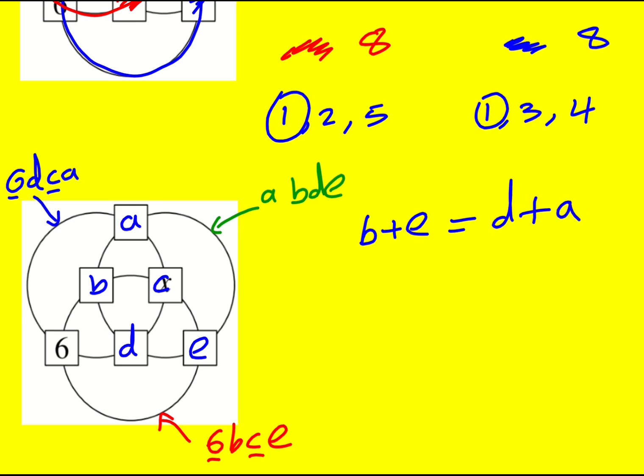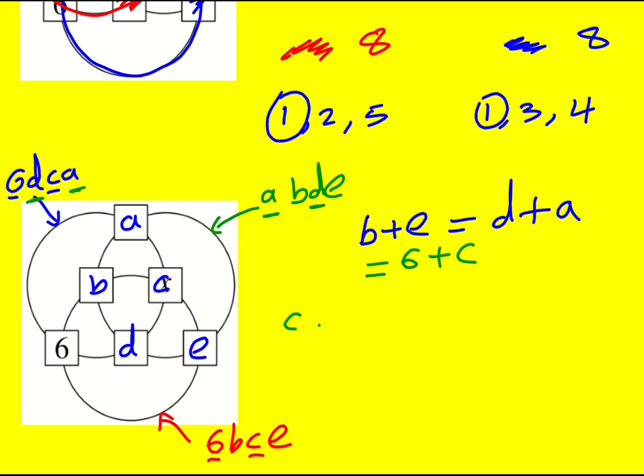Okay, we'll come back to that in a minute. Now, what are some other comparisons? Well, in this blue one, I've then got D and A, and I've also got D and A in here. So I can also see that B plus E must equal 6 plus C. So in fact, I've got a little equation going on.